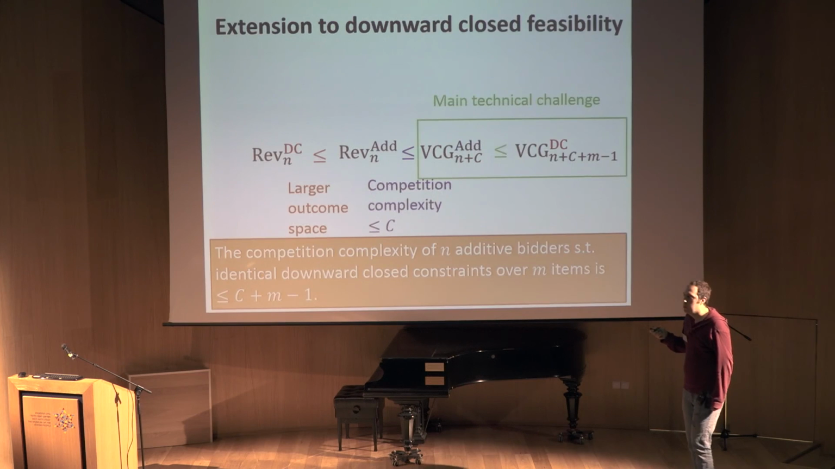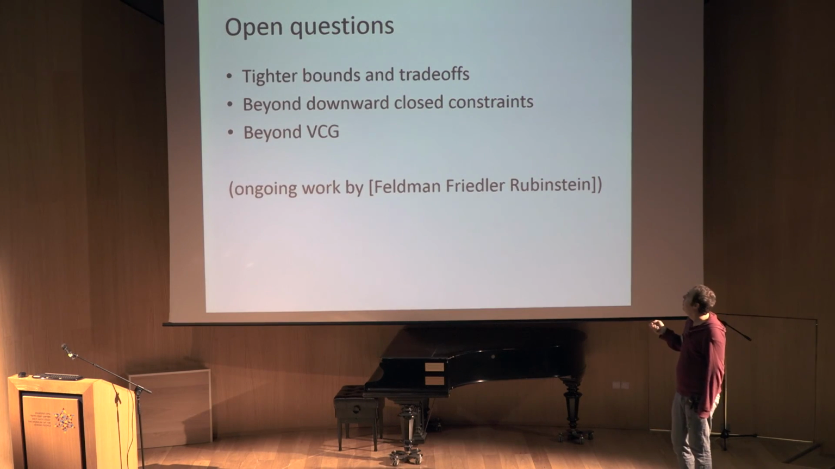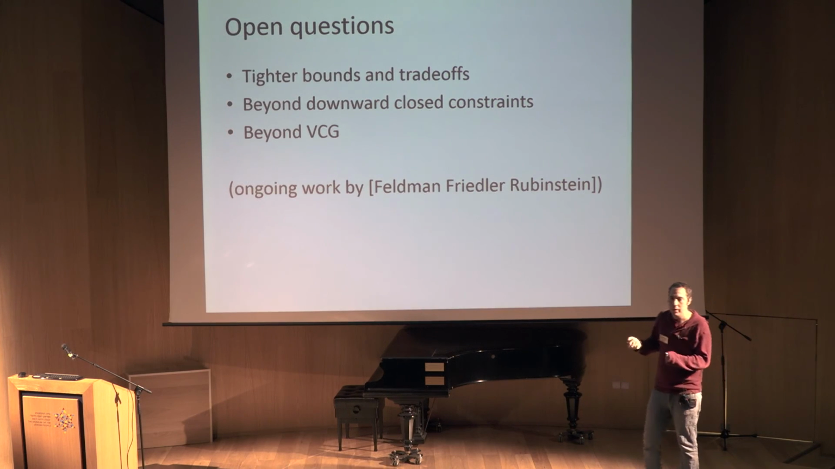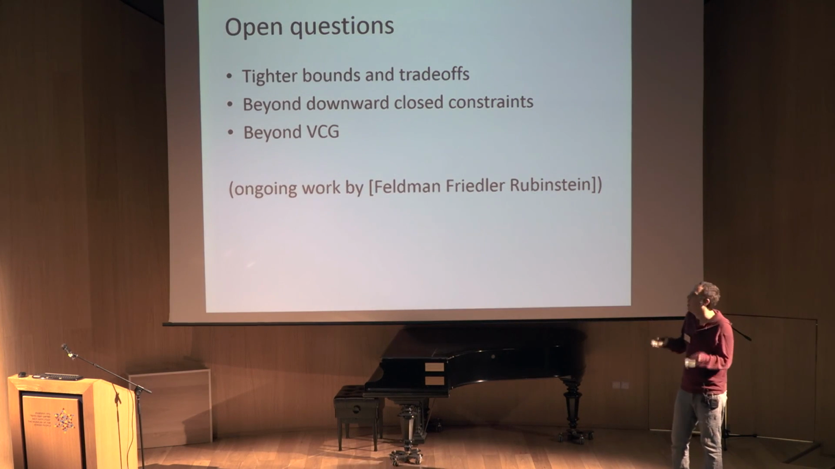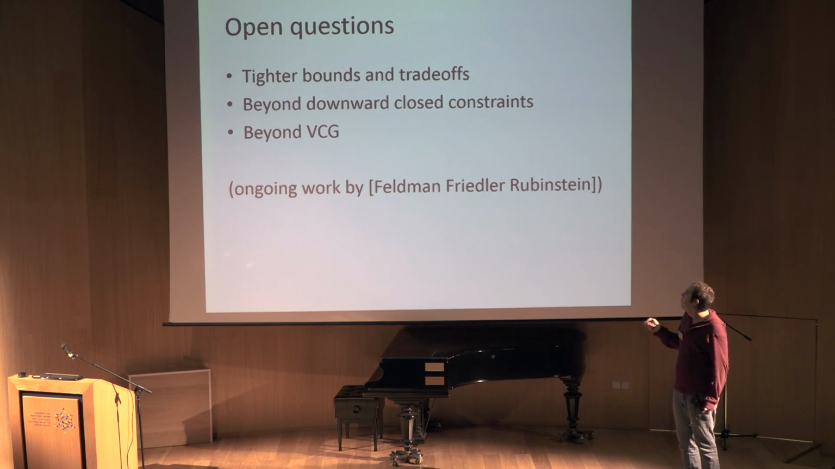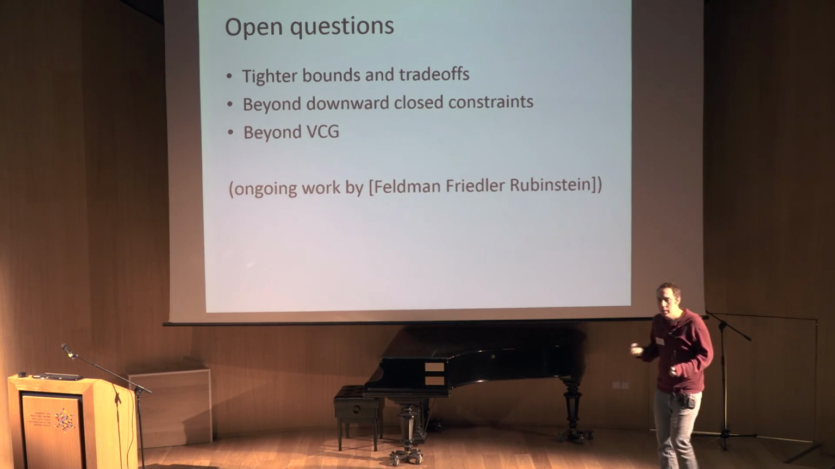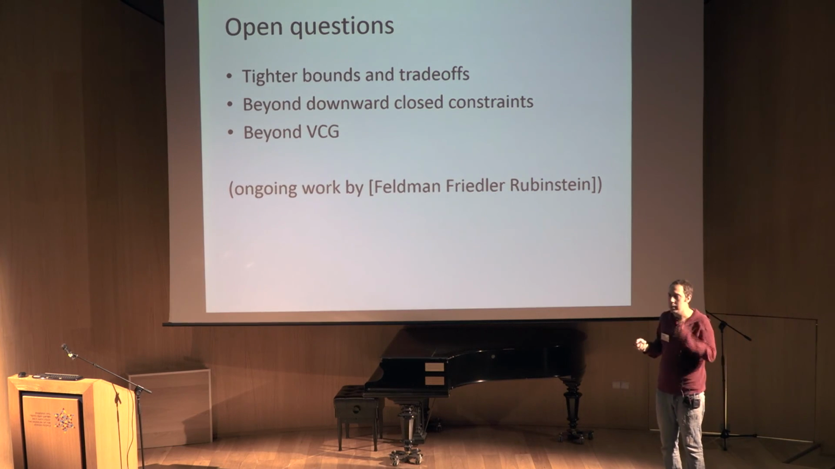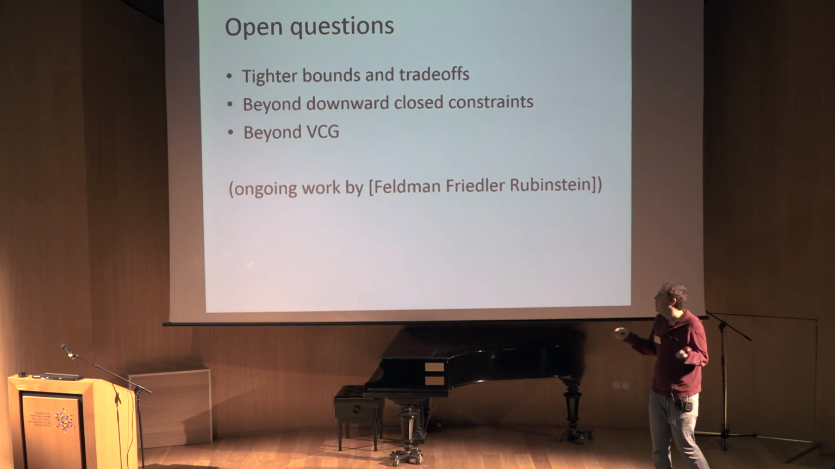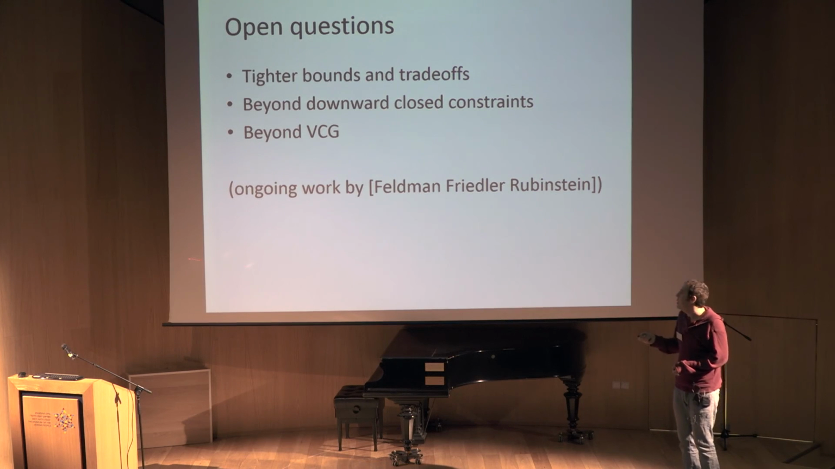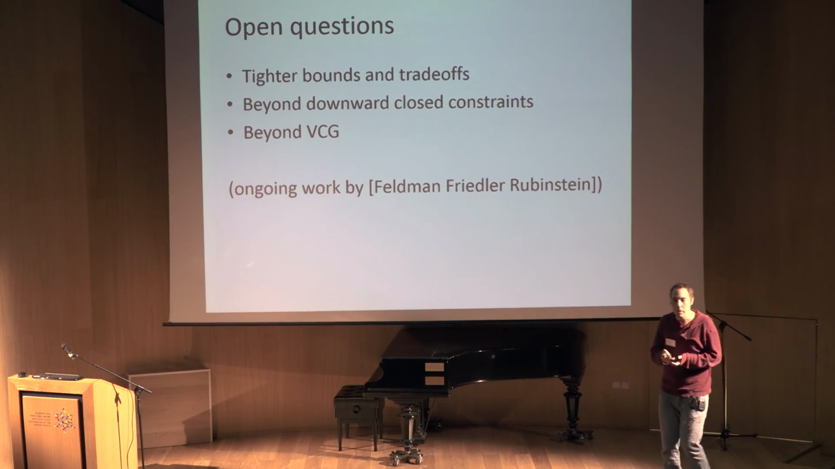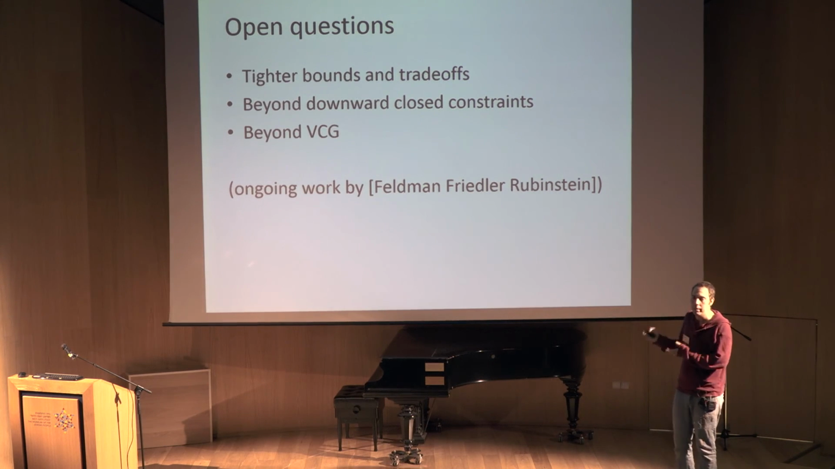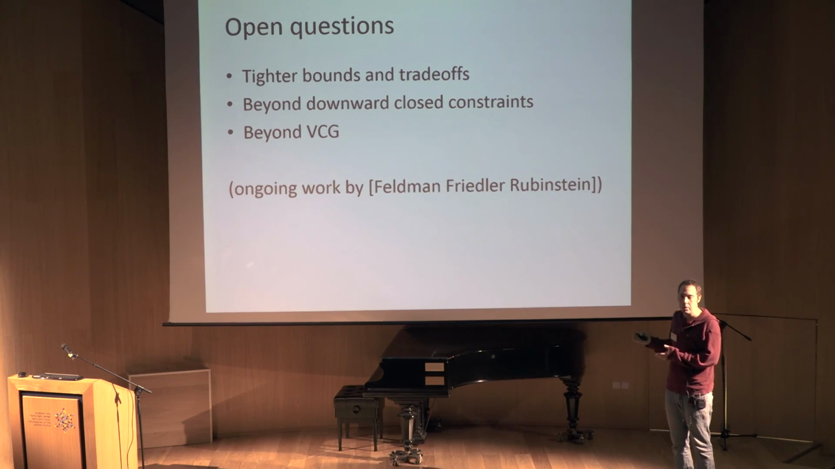And we have some open questions also. The first is to give tighter bounds and trade-offs. We have lower bounds and upper bounds that are not matching. We also might want to consider more complex valuations than additive subject to downward closed constraints, like subadditive, submodular, or XOS. And we can also ask the question, why do we insist on running VCG as a prior independent auction? There are other prior independent auctions. Maybe they give us better competition complexity bounds.